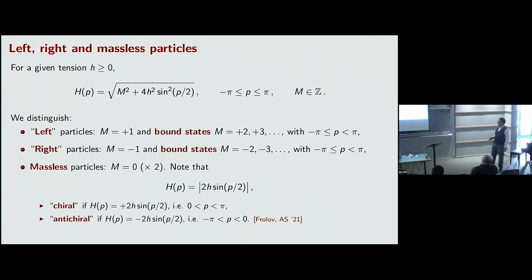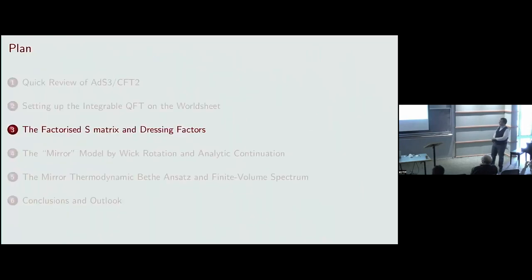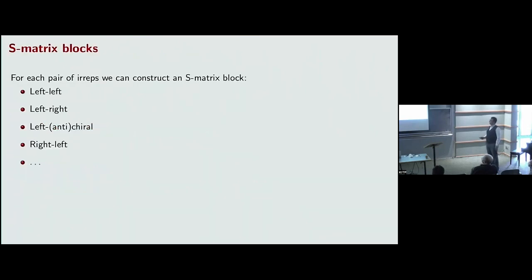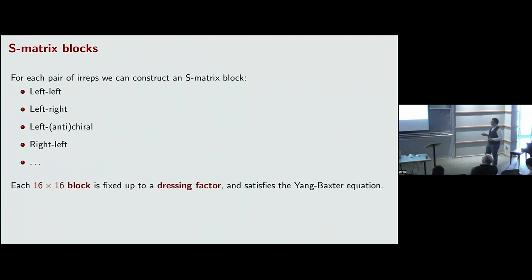Okay, and now I go and construct the S matrix. And to construct the S matrix, I just consider a pair of irreducible representations, say a left and a left, or a left and a right, or a left and a massless, chiral or anti-chiral, and so on and so forth. And I construct this block by, first of all, demanding that it commutes with all the symmetries that I had in the light cone gauge. So these are 16 by 16 blocks. And it turns out that this commutation fixes them almost uniquely up to an overall prefactor, which cannot be fixed just by taking commutators, of course, and automatically, without assuming anything else, they satisfy the Yang-Baxter equation.